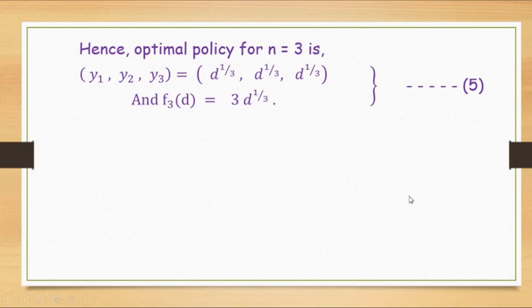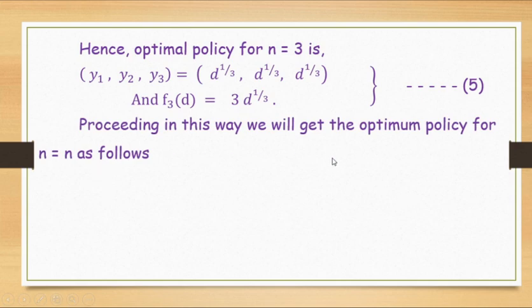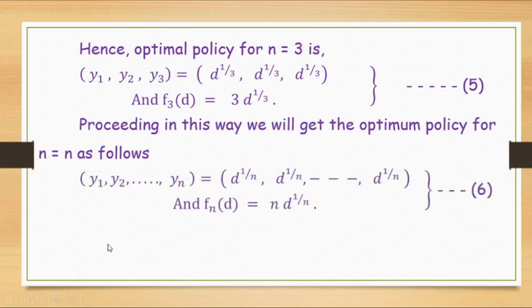Equation number 5. Proceeding in this way, we will get the optimum policy for n equal to n as follows. y1, y2, y3 and so on, again these n values must be equal and each value is d raised to 1 by n, and therefore the minimum value of the return function fn of d is n times d raised to 1 by n. This is the general result for n equal to n.